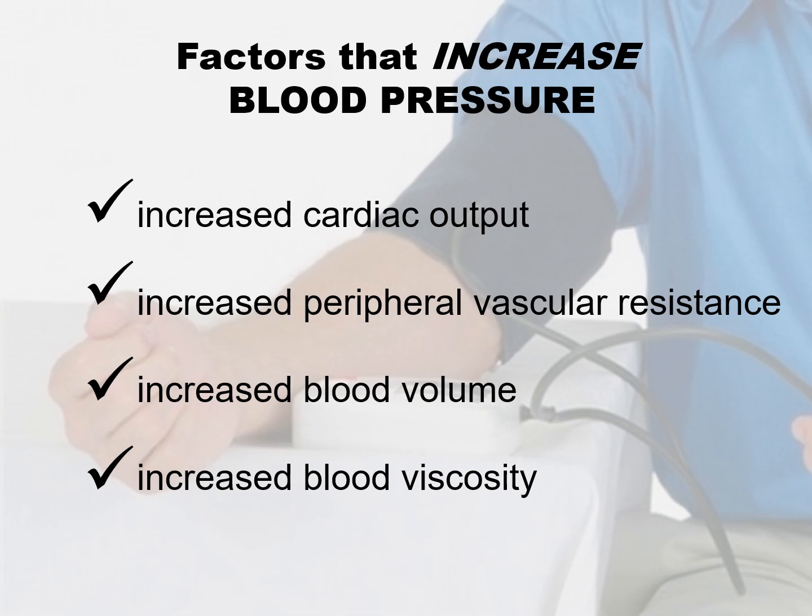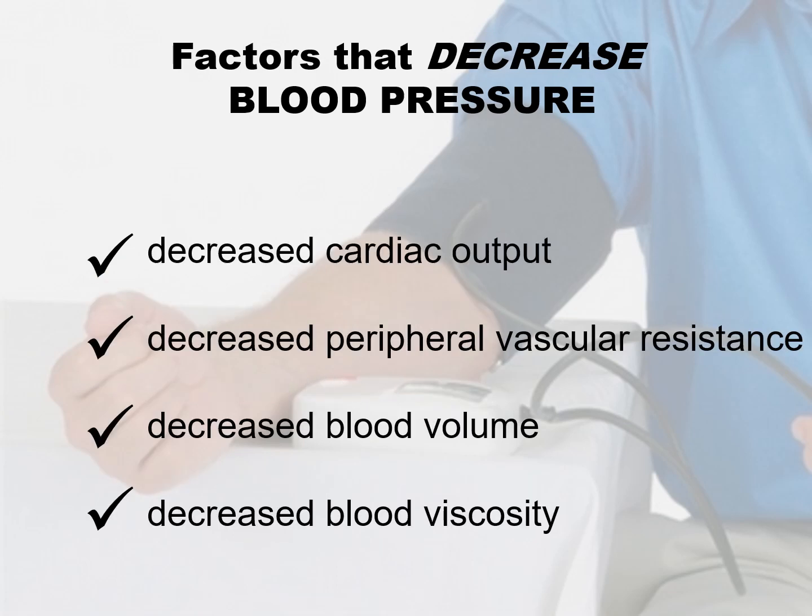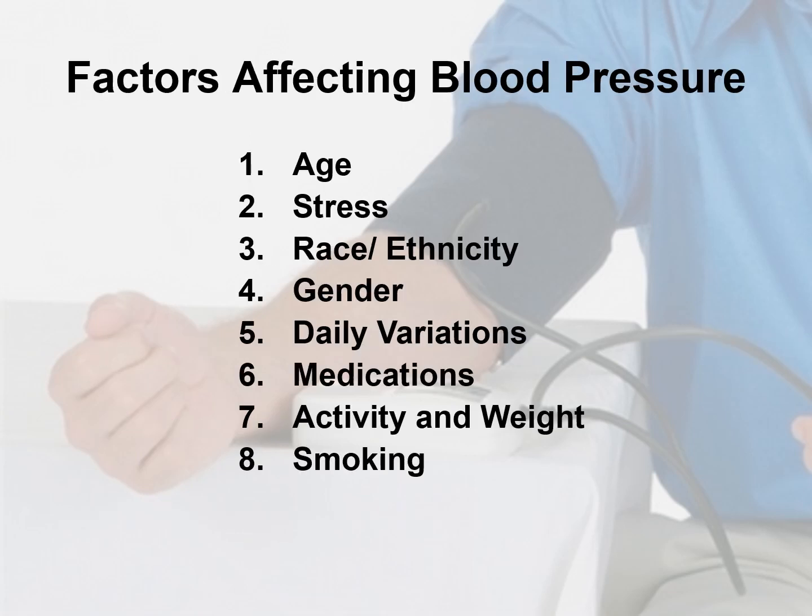So again, let's look at the factors that increase blood pressure. So one, increased cardiac output. Another would be increased peripheral vascular resistance, increased blood volume, increased blood viscosity. And the factors that decrease blood pressure would be decreased cardiac output, decreased peripheral vascular resistance, decreased blood volume, and decreased blood viscosity. So let us talk about factors affecting blood pressure.